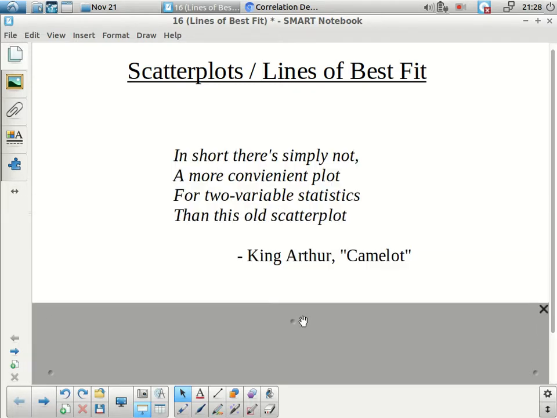For example, this little verse from the musical Camelot, which goes, "In short, there's simply not a more convenient plot for two variable statistics than this old scatter plot." And that's probably quite enough for me. It's a good musical, though.